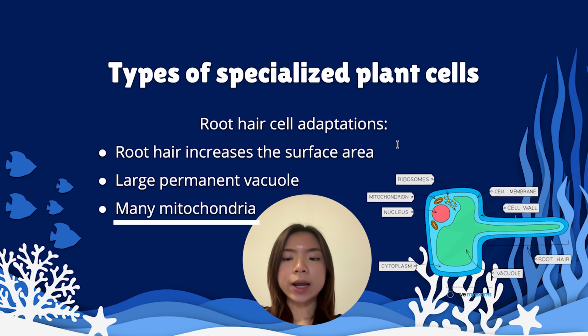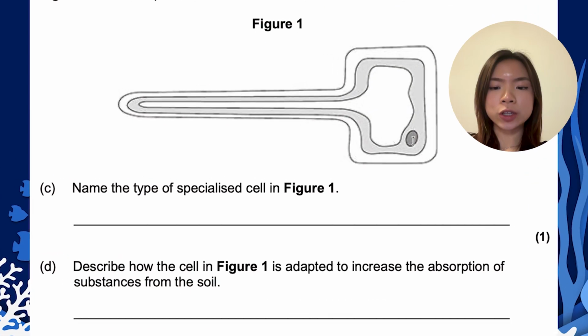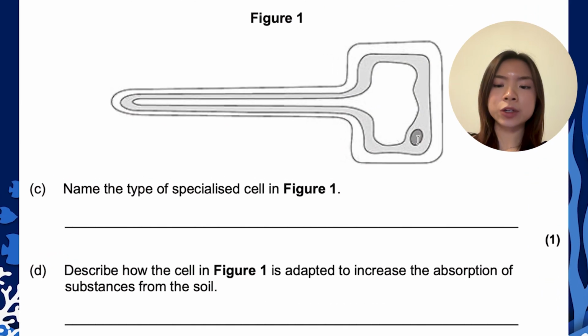And lastly, root hair cells have many mitochondria. This helps transfer energy needed for active transport. So it's in the name, active. Active means it requires energy. And this active transport, like we mentioned earlier, is for mineral ions to enter the root hair cell.